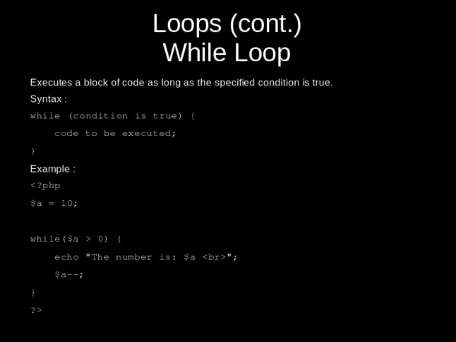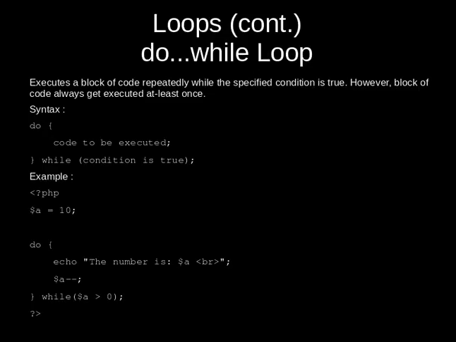The do-while loop executes a block of code repeatedly while the specified condition is true. However, the block of code always gets executed at least once. This is the major difference between a while and a do-while loop. While is going to check for the condition first, and if it is true, then execute the code. But in case of do-while, the code would execute at least once, and then the while condition is checked, and repetitive execution of the code is done after that.